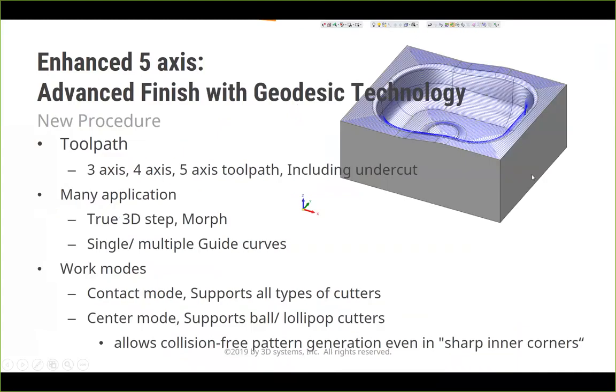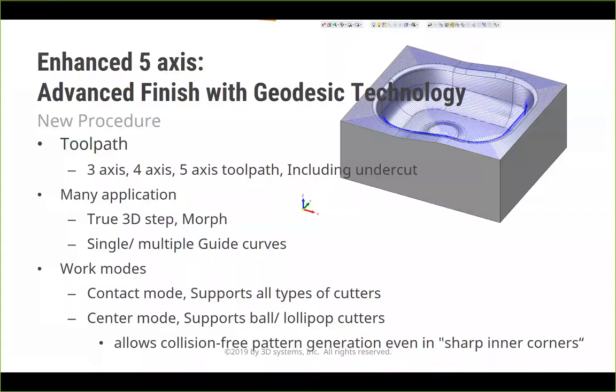Next is a new procedure for geodesic. This is an advanced finishing. It is more than a procedure, I would call it kind of an application. This creates a toolpath that can be 3-axis, 4-axis, or 5-axis, supporting also undercuts. It has many applications like true 3D step, morph between two curves. It supports a single guide curve or multiple guide curves, and has two work modes, contact mode and center mode.